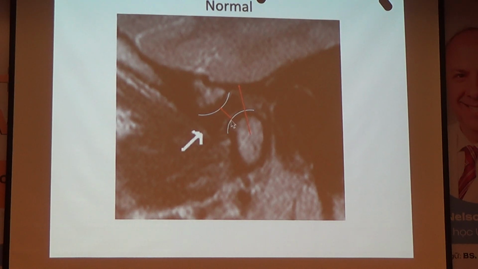So this image is very interesting to understand.